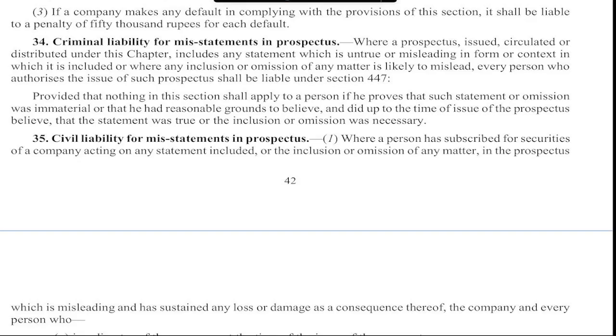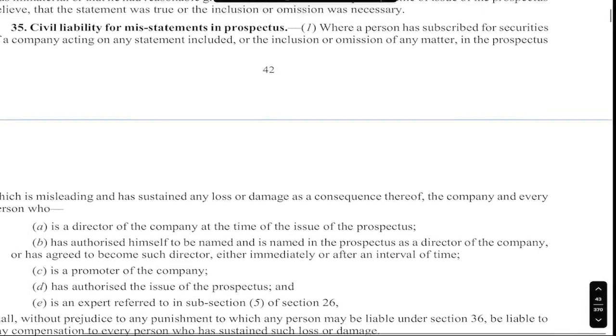With this we completed the first one. What is the first topic we completed? Criminal liability. I said we are going to read 5 sections in this. First one is criminal liability. Second one, civil liability. Civil liability is many times more important than criminal liability. Write down, skip the next point. Topic number 2. Civil liability for misstatements in prospectus.